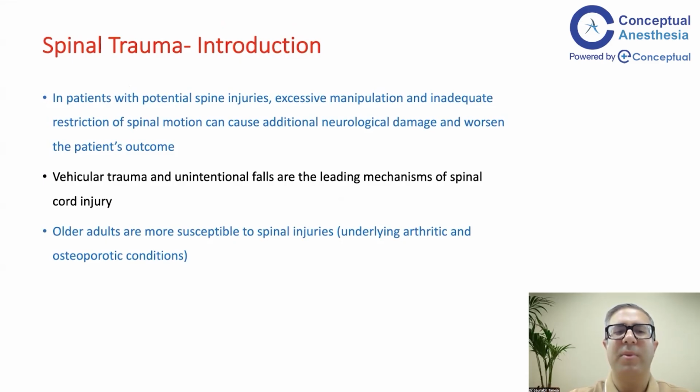The two most common causes are vehicular trauma and unintentional falls. They are the leading mechanisms of the spinal cord injury. And older adults are more susceptible to spinal injuries. This is due to the underlying arthritic and osteoporotic conditions of the spine.